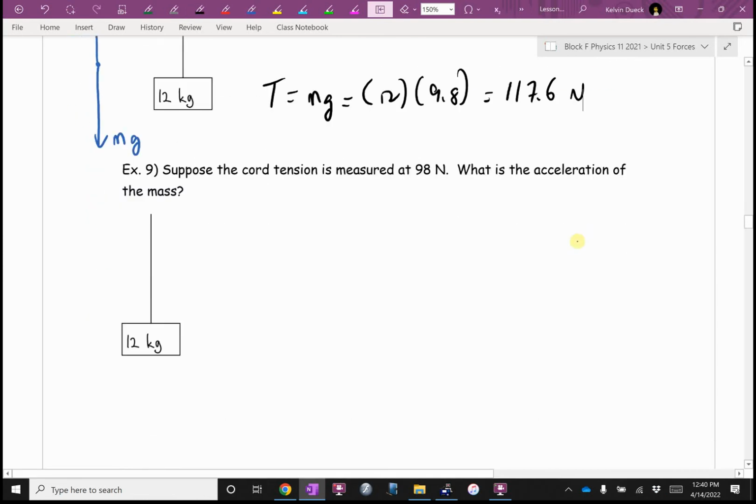I like example 9. Jada, what's example 9 asking me to find? Do you see a VI or a VF or a D or a T anywhere in this question? So I'm not using those 4 equations from 2 units ago. Did they give you a force? Do you see a number with newtons next to it? This is a job for a free body diagram.